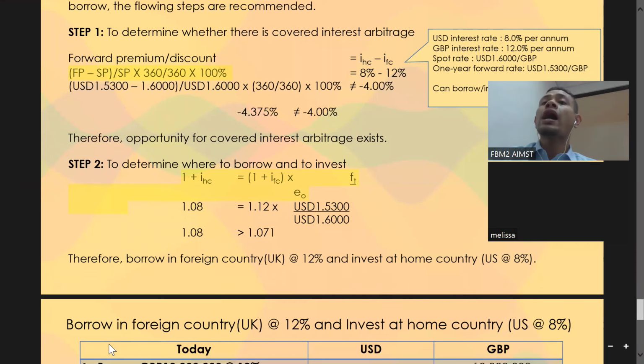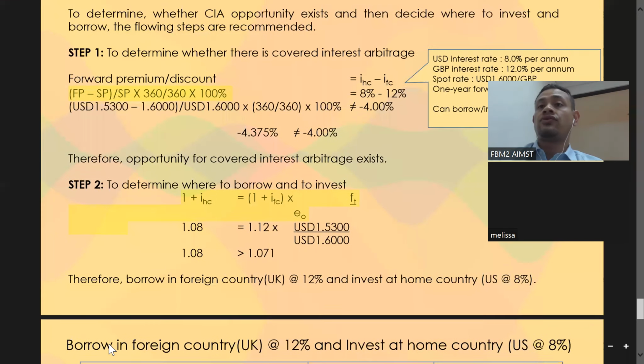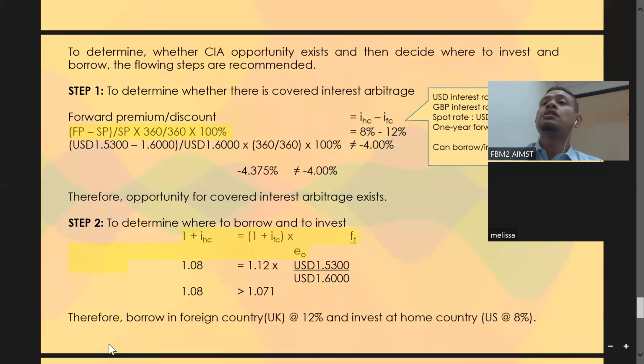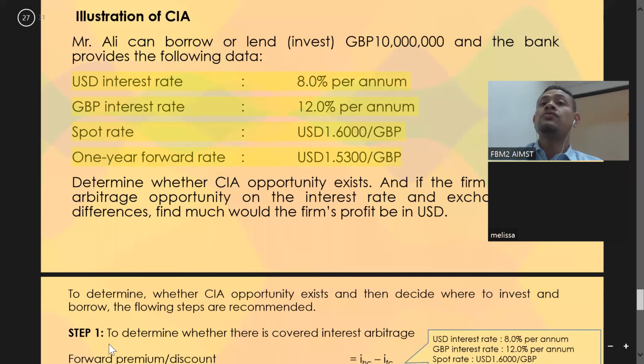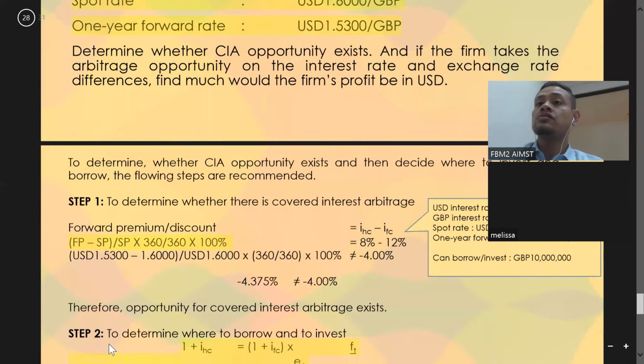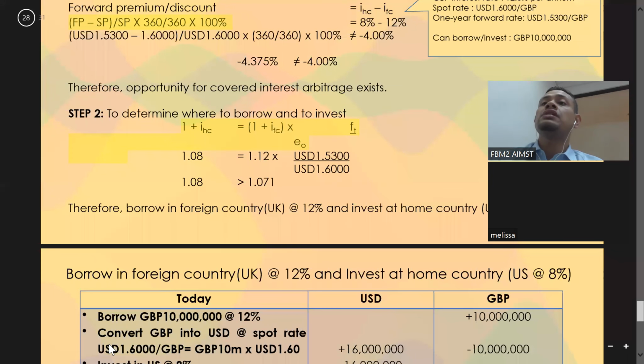Actually the formula, step 2, is 1 plus the interest rate for home currency equals 1 plus the interest rate for foreign currency times forward divided by spot. That's it. Times forward divided by spot. This is the forward, and this is the spot: 1.5300 divided by 1.600.